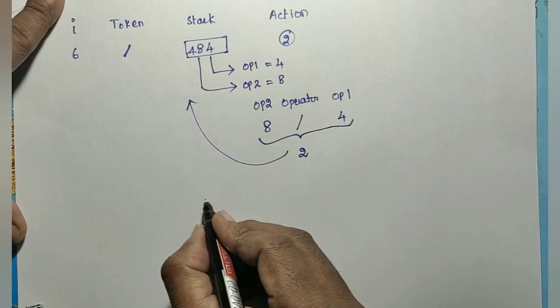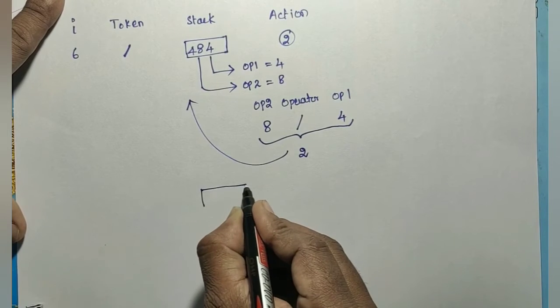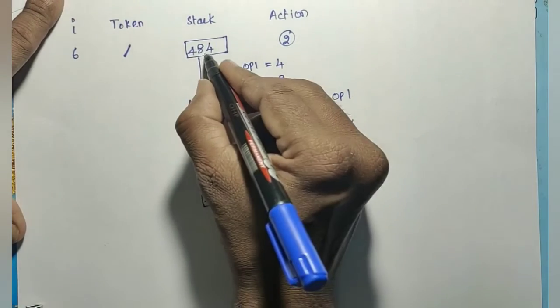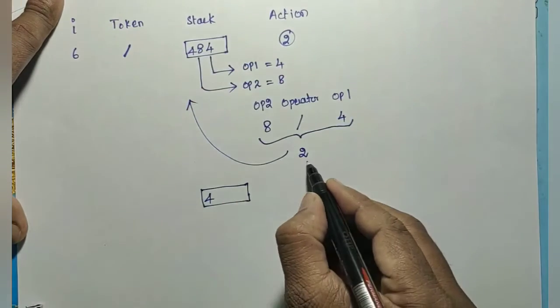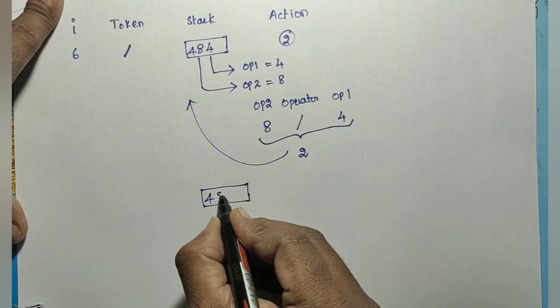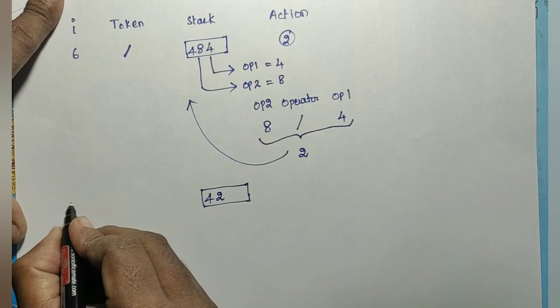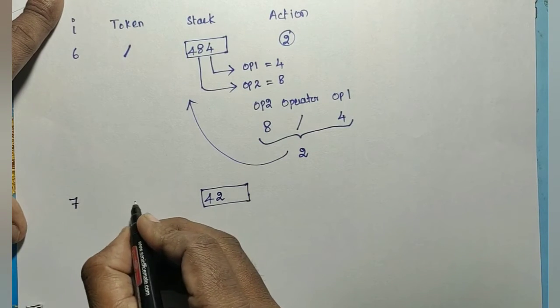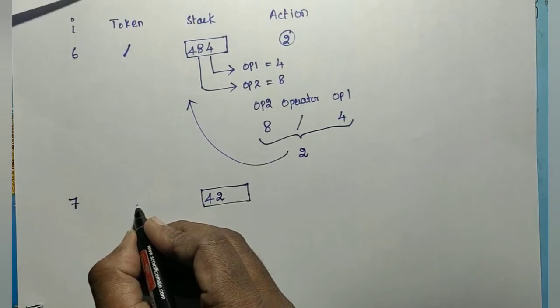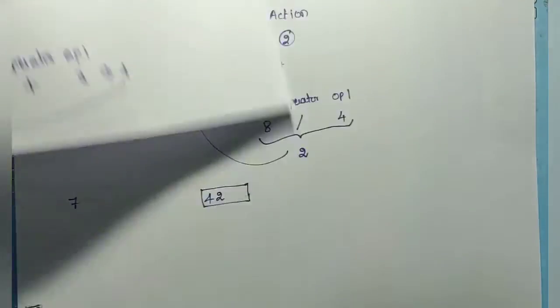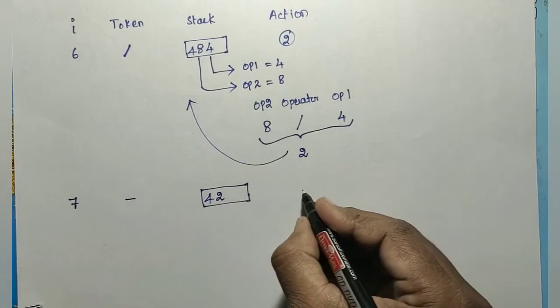So for the next iteration, the stack content will be only the 4 and 8; 4 gets popped, and instead the result 2 is there in the stack. Okay, so now i equals 7. By that time, when i equals 7, the input token is minus.